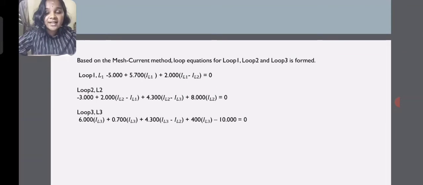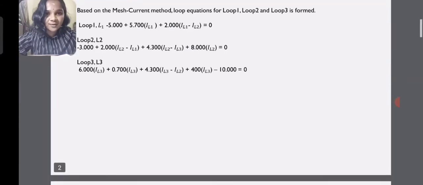For loop 1, negative 5 plus 5.7 IL1 plus 2 times (IL1 minus IL2) is equal to 0. Loop 2, negative 3 plus 2 times (IL2 minus IL1) plus 4.3 times (IL2 minus IL3) plus 8 times IL2 is equal to 0. Loop 3, 6 times IL3 plus 0.7 times IL3 plus 4.3 times (IL3 minus IL2) plus 4 times IL3 minus 10 is equal to 0.